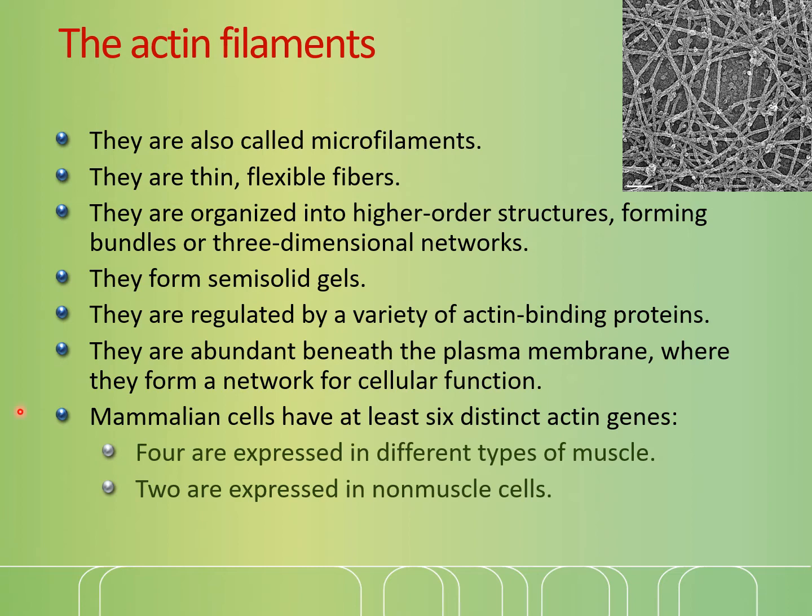So we have 6 distinct actin genes. 4 of them are expressed in different types of muscles, and 2 are expressed in non-muscle cells. But overall, they have high homology, that is, similarity.